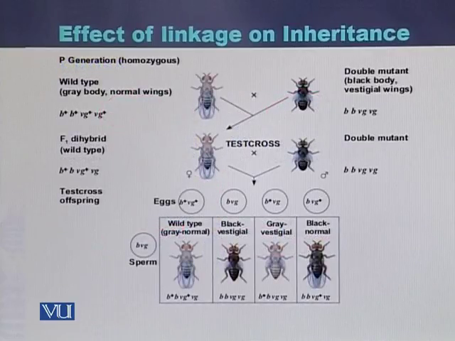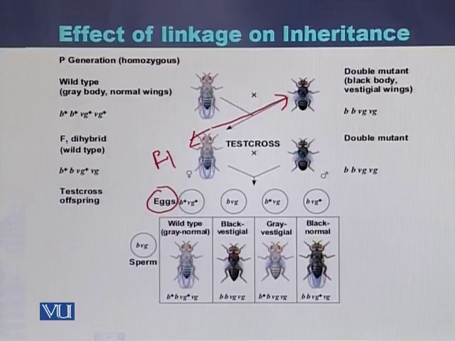So he performed the test cross. A test cross is a cross between the F1 generation and one of the parent flies. So the cross was between this fly and this fly. As a result of the test cross, after the formation of the gametes, there were four different types of eggs, and in the case of sperms, there was a single type of sperm.